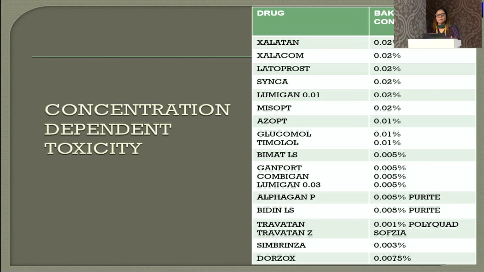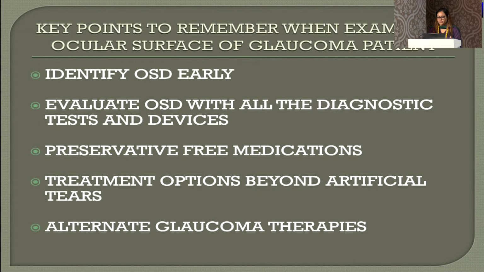Then there is the concept of concentration-dependent toxicity. We have a variety of glaucoma drops available with variable BAC concentration, and we know the higher the BAC concentration, the higher the chance of ocular surface disease. So whenever we are seeing a glaucoma patient who has pre-existing dry eye or develops dry eye on long-term glaucoma treatment, we can opt for a drug which has lower BAC concentration. So what are the key points to remember when examining the ocular surface of a glaucoma patient?